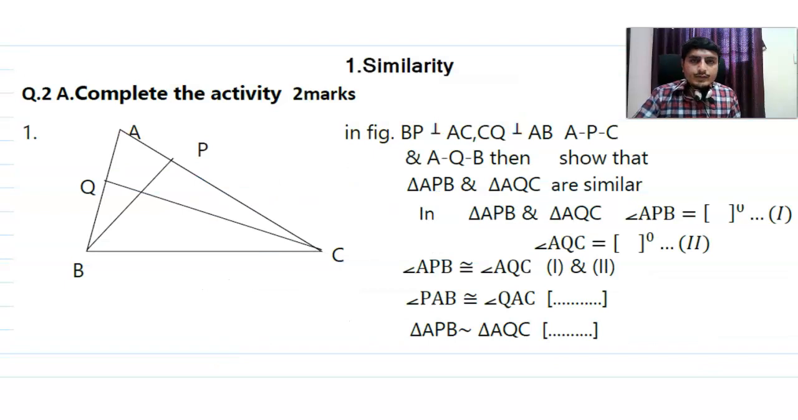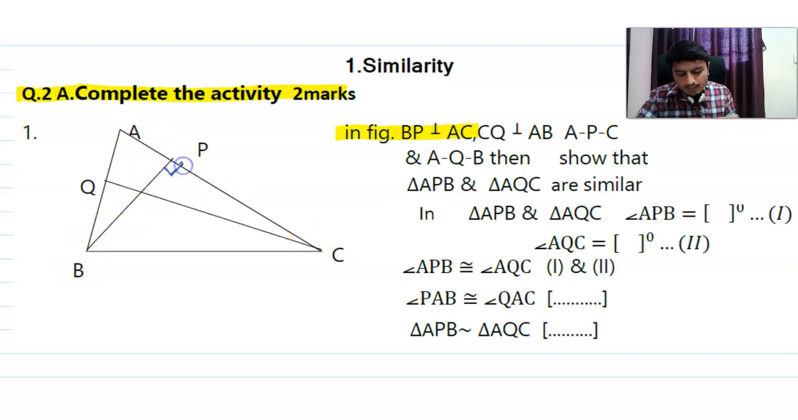Now we are going to discuss the 2 marks questions asked in question 2A, activity based, and question 2B, as solving. Look at question 2A, complete the activity. 2 mark questions we are having. We are given the triangle ABC. In the figure, BP is perpendicular to AC. So this is the segment BP which is perpendicular on AC.